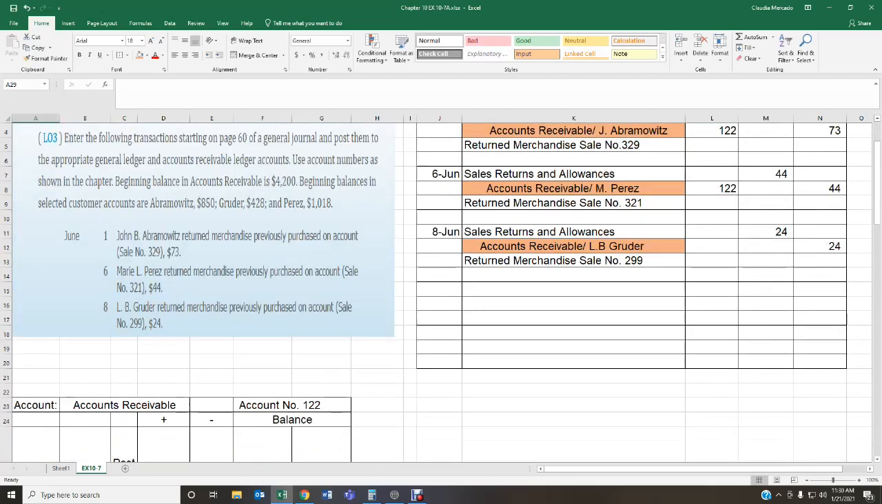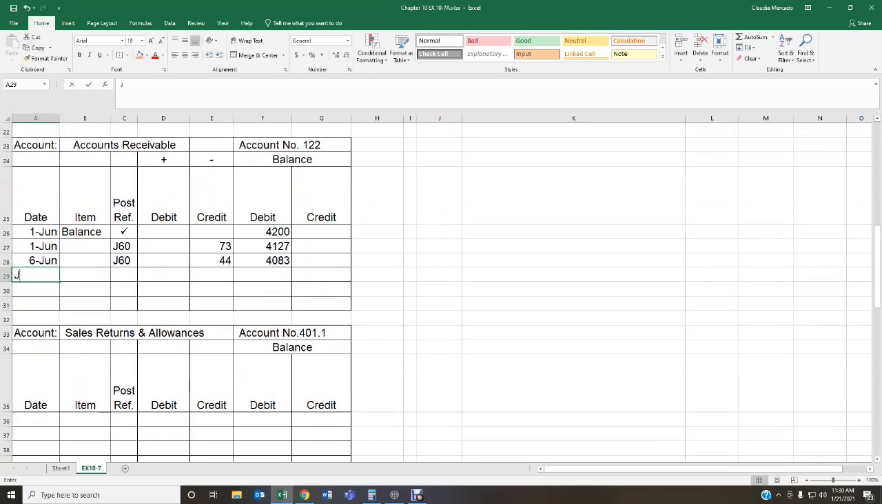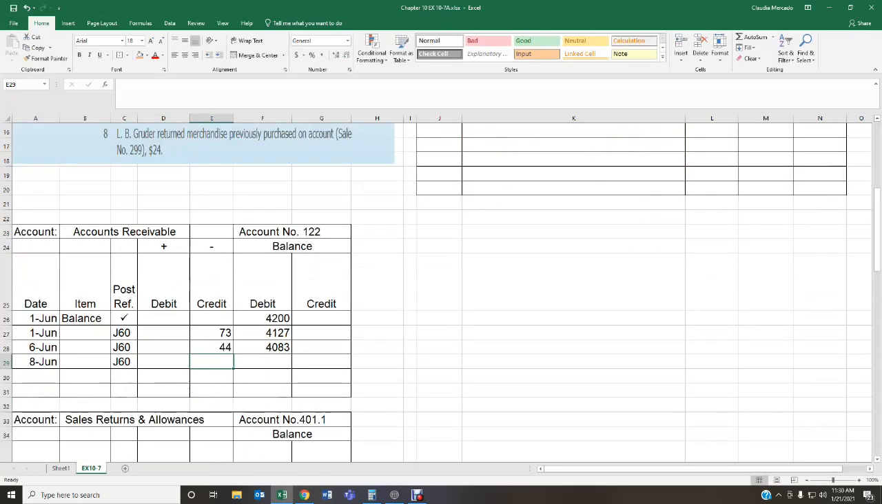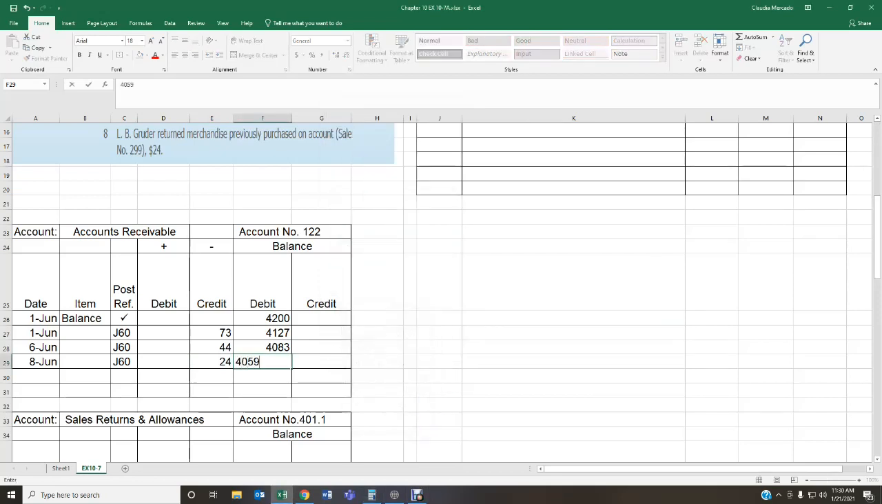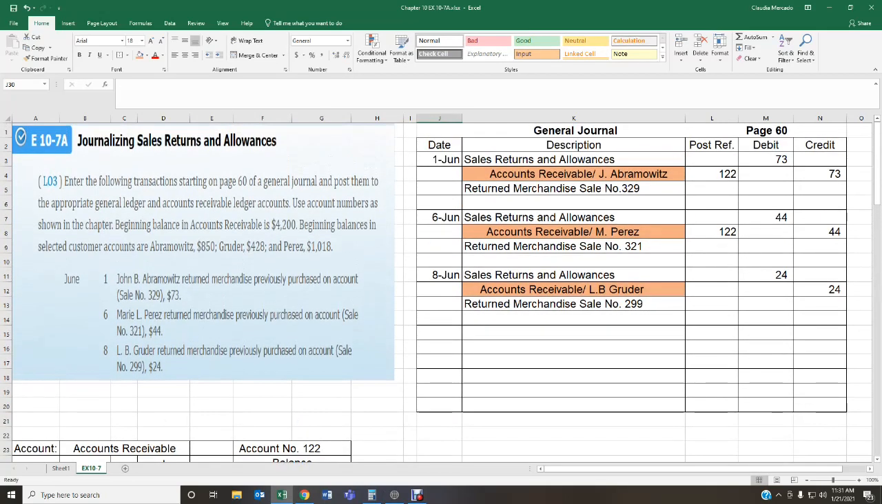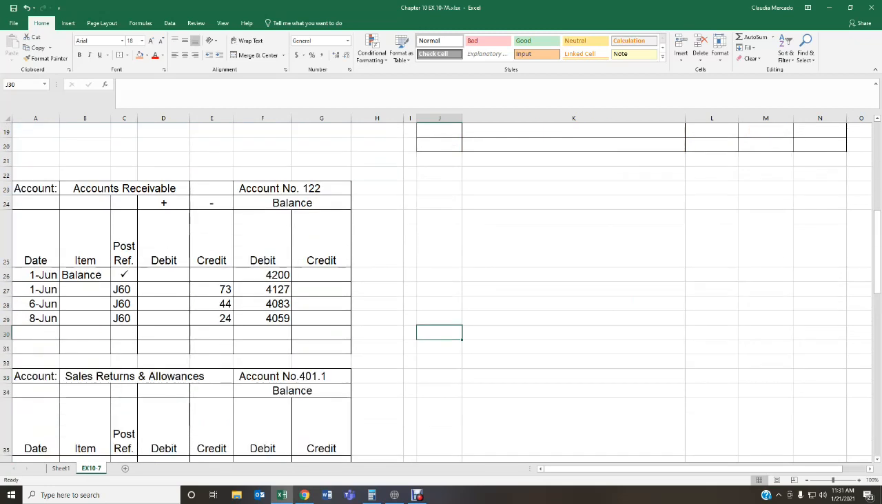Okay. Third transaction is June the 8th for $24. We obtained this from journal page 60. The amount is $24. And because it's another credit, we are going to subtract. Okay, and that gives me $4,059. Okay, so that is my general ledger for accounts receivable. I've entered all three transactions for accounts receivable.